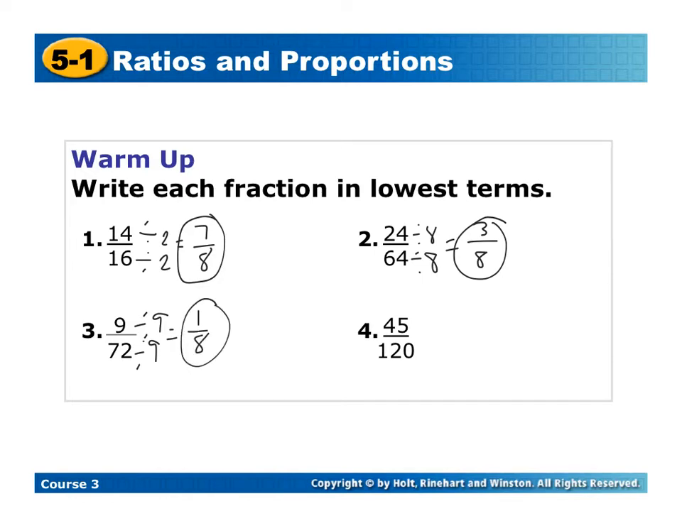And then 45 and 120 are both divisible by 15. So 45 divided by 15 is 3, and 120 divided by 15 is 8.